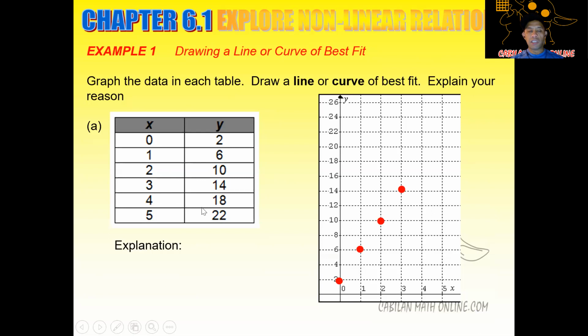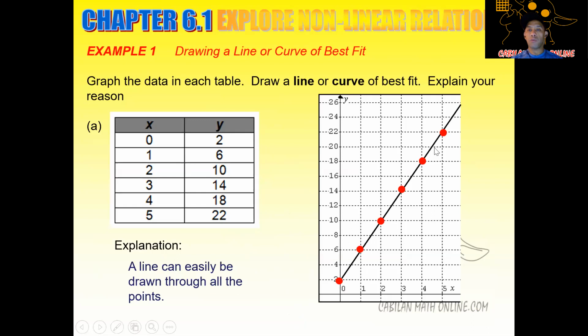And we can just finish these off. You can probably see the pattern here. We're going to go right 4, and then up 18 over here. And last but not least, we have right 5, and then up 22. Now, looking at this from a distance, you notice that these 6 points can easily be drawn with a straight line, just like this. So what we have here is an example of a linear relation, and the reason for that is because we can draw a straight line through all of these points.